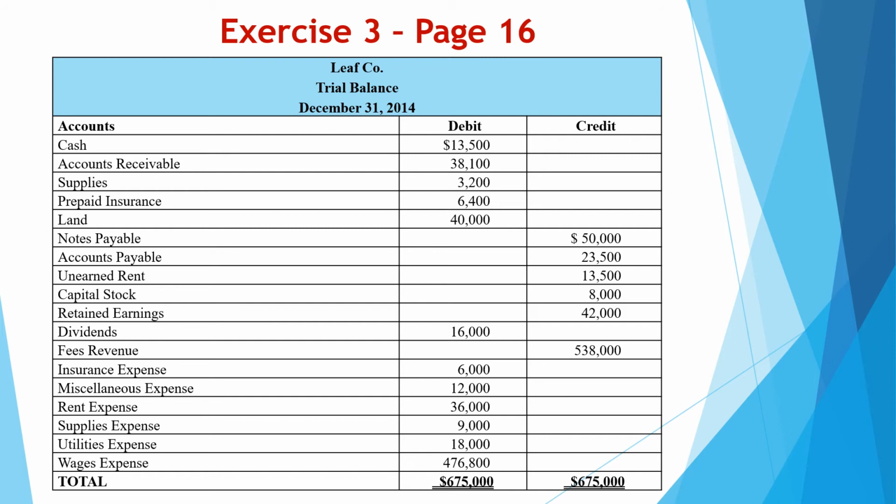The revenues, we have fees revenue, which has a credit normal balance. So we put the balance of fees revenues in the credit column. And finally, we list all the expenses: the insurance expense, miscellaneous expense, rent expense, supplies expense, utilities, and wages expense. We put them in the debit since they have a debit normal balance. Now we finish the listing of the accounts. We total the debit column and the credit column. The total debit should equal the total credit.